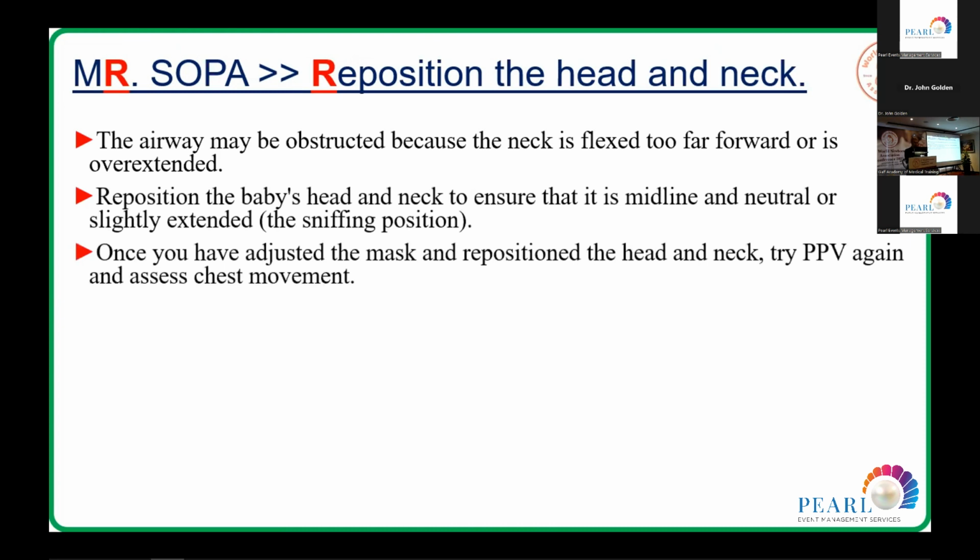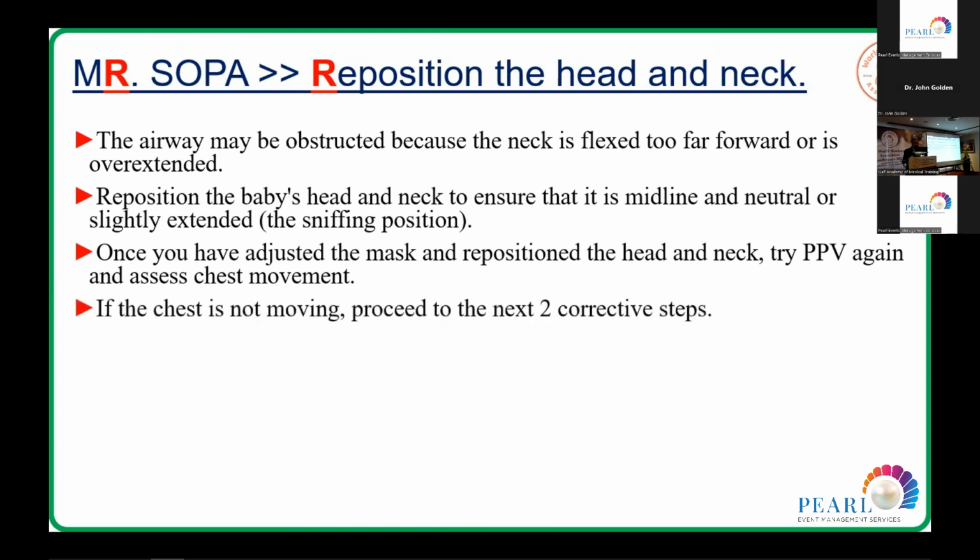Once you have adjusted the mask and repositioned the head and neck, try PPV again and assess chest movement. If the chest is not moving, proceed to the next 2 corrective steps.